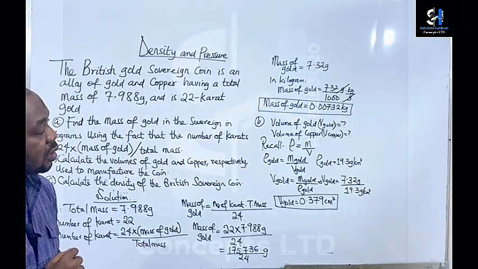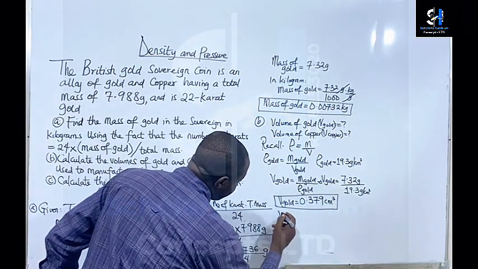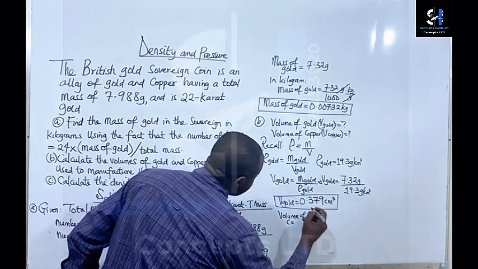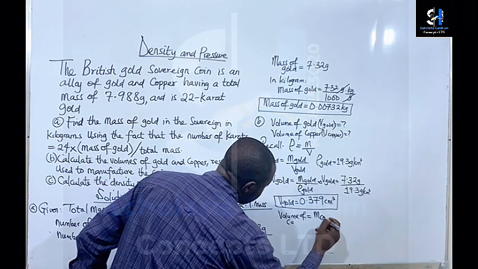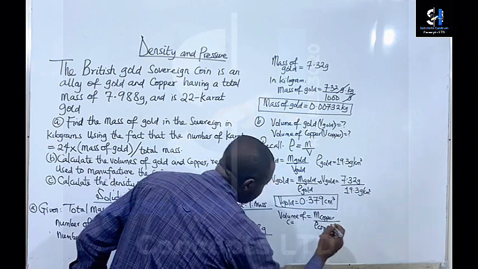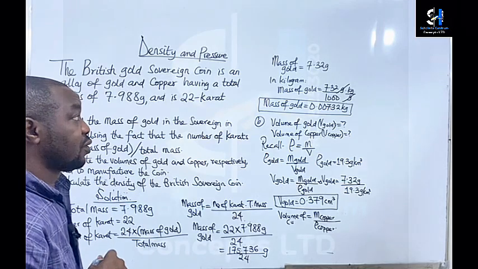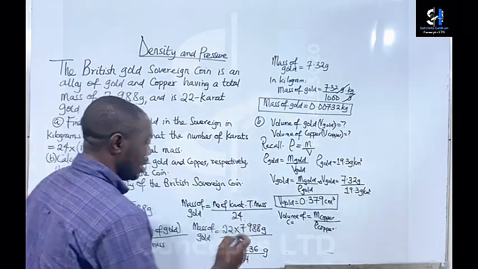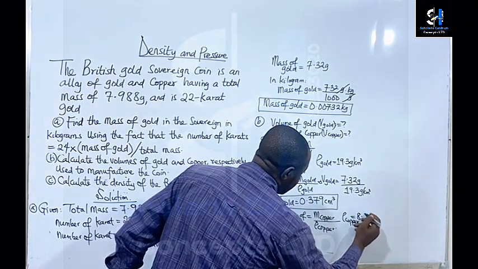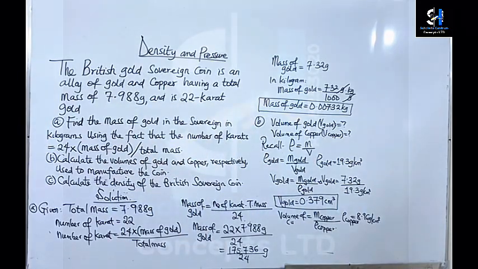Now, also we want to find out the volume of copper. To calculate the volume of copper, it will be equal to the mass of copper divided by the density of copper. The density of copper is 8.96 grams per cubic centimeter. Yes, that's the density of copper.